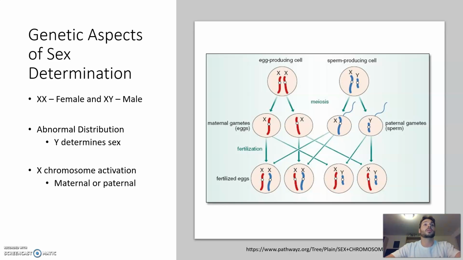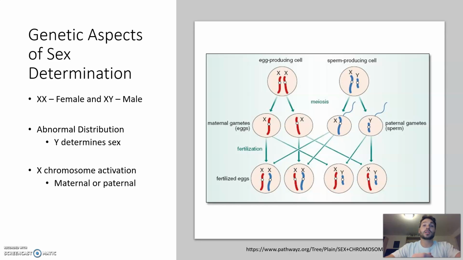Next, we talk about genetic aspects of sex determination. The sex chromosomes inherited determine the genetic sex. Two X chromosomes give us a female, and an X and a Y chromosome give us a male. The X chromosome comes from the mother, and the Y chromosome comes from the father. If an abnormal distribution of sex chromosomes happens at fertilization, then the absence or presence of Y will determine gender sex.